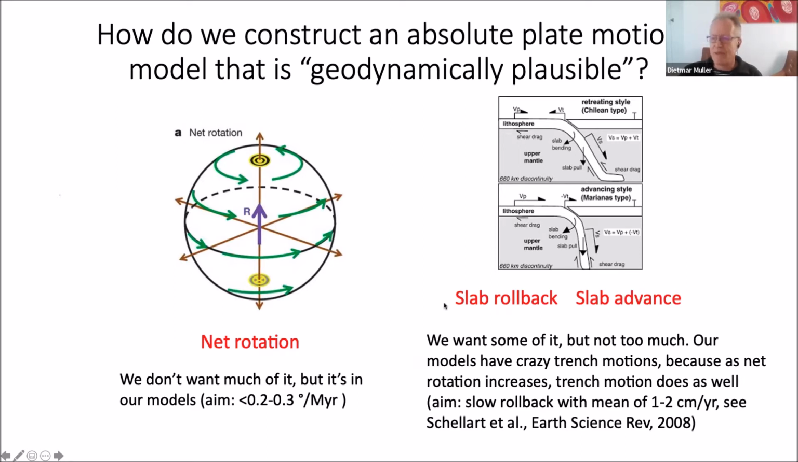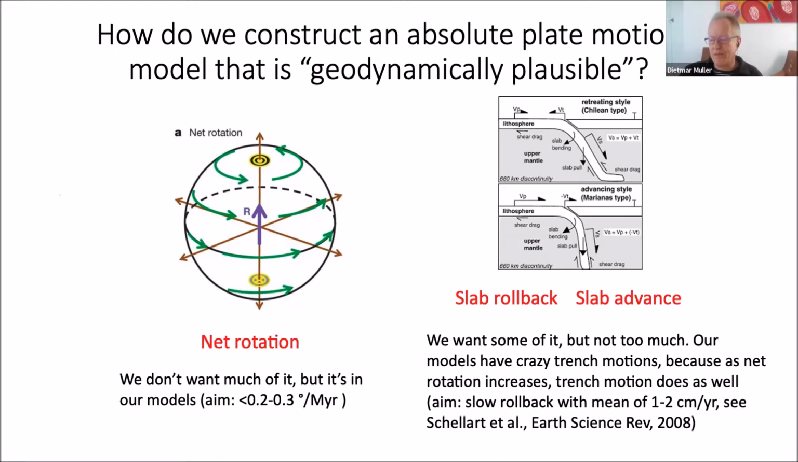Then let's look at trench behavior. So when it comes to slab rollback or slab advance, we want some of it, but not very much either. So our models tend to have crazy trench motions in the Paleozoic because as net rotation increases, of course, trench motion increases as well, right?